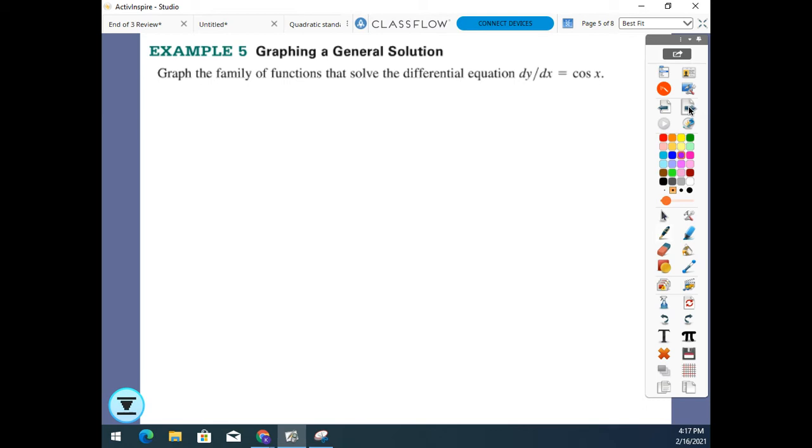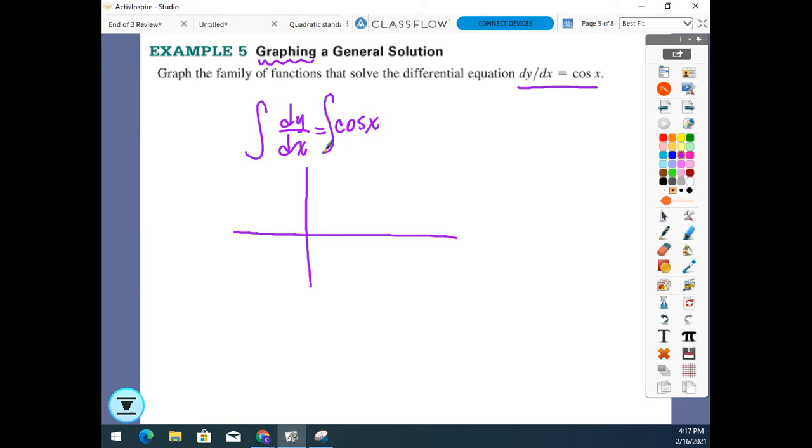Okay, so now let's consider the graphs. So if we consider where dy/dx equals cosine x, if we think about it, when we do our antiderivative of both sides, we get y equals sine of x plus c.